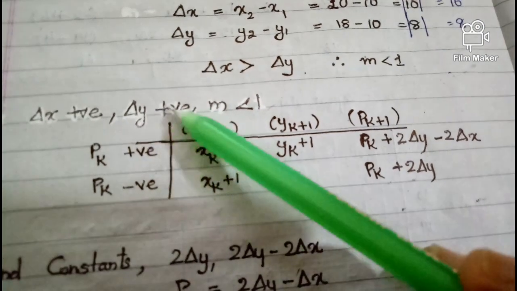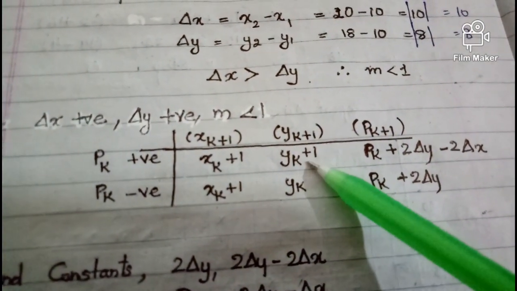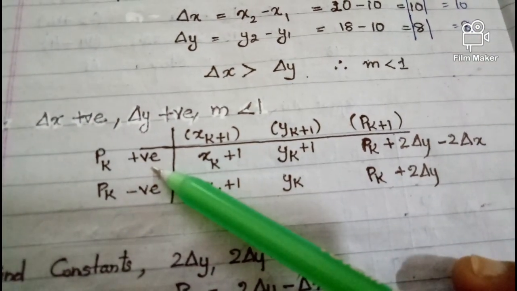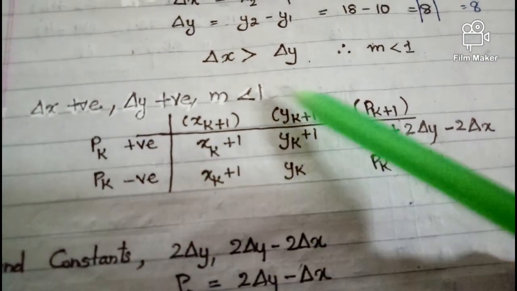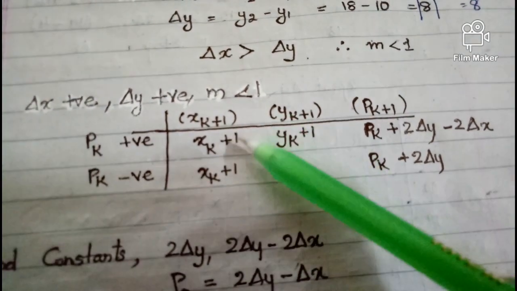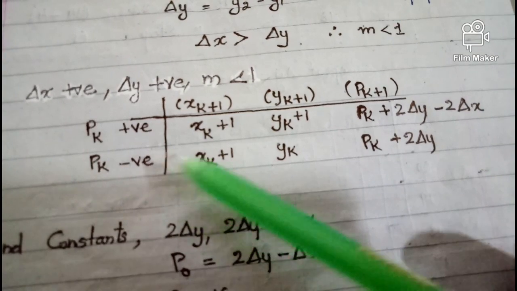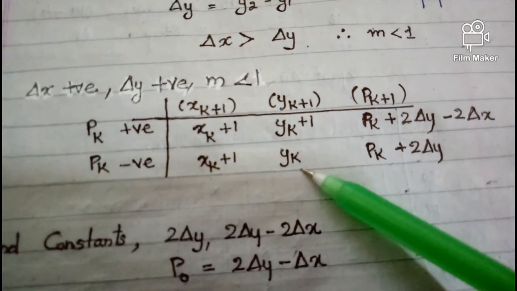Since delta y is positive, definitely the y value will increment when pk is positive, and y will not have any change when pk is negative. So you got the point. What is the point? If pk is positive, x will increment and y will increment, and if pk is negative, x will increment but y will not have any change.